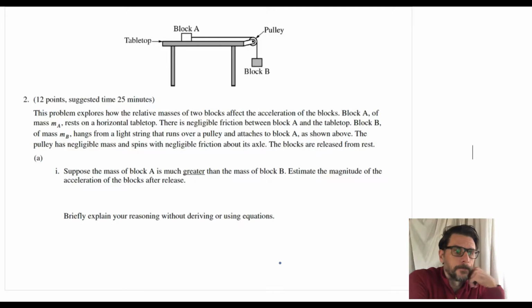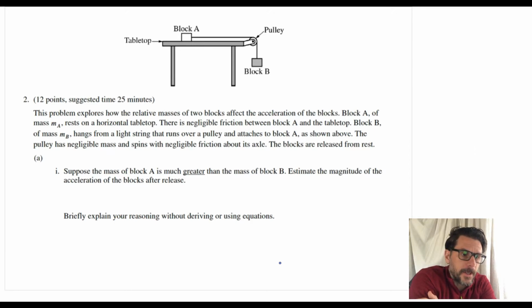So problem number 2. It's a 12-point problem with a suggested time of 25 minutes. Let's introduce the problem. This problem explores how the relative masses of two blocks affect the acceleration of the blocks. Block A of mass mA rests on a horizontal tabletop. There is a negligible friction between block A and the tabletop. Okay, that means that the slightest amount of force will be able to accelerate block A.